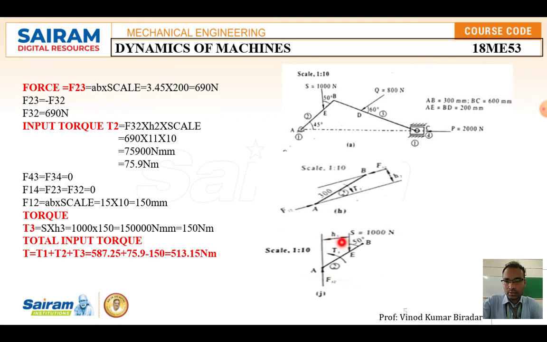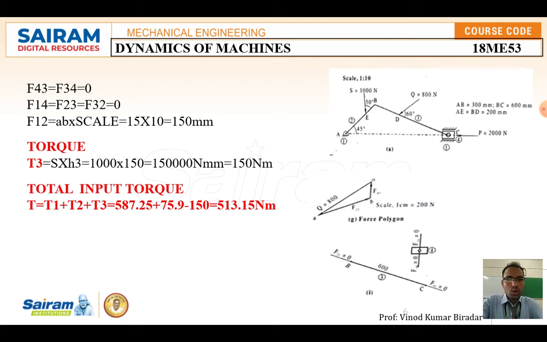That is the torque T2 is equal to the same force into height. Force is 1000 into 150, you are going to get 1,50,000. Again if you convert this into Newton meter, you are going to get 150 Newton meter. So this is what we are going to calculate here. Next is how to calculate the force.